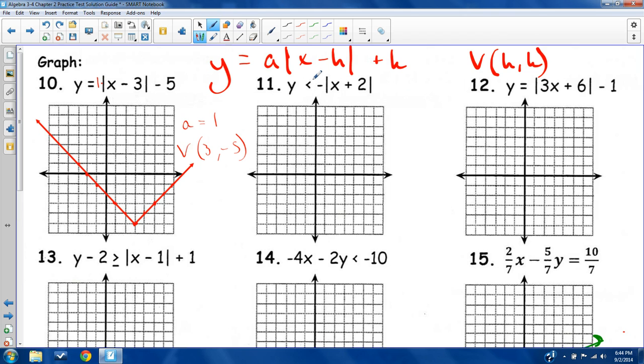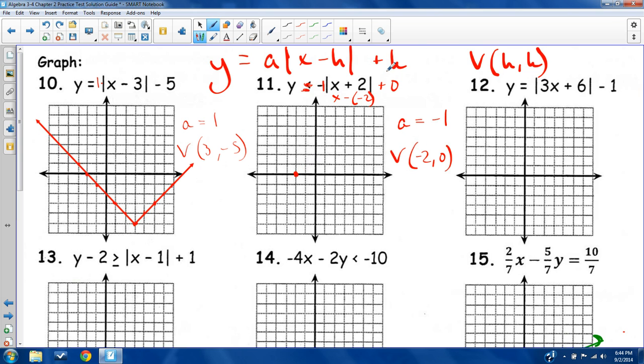Okay, number 11. Now this is a less than sign, so I'm going to work with that after I treat this as an equals first. You probably already see your answer key, so you know what it looks like. This is already in vertex form of an absolute value. Let's check this out. Negative in front means a is -1. My vertex, this is x plus 2, and I don't see a plus k out there. What that means is my plus k is plus 0. So x plus 2 means x minus -2. So my vertex is at the point -2, 0. So I'm going to start at -2, 0 right there.